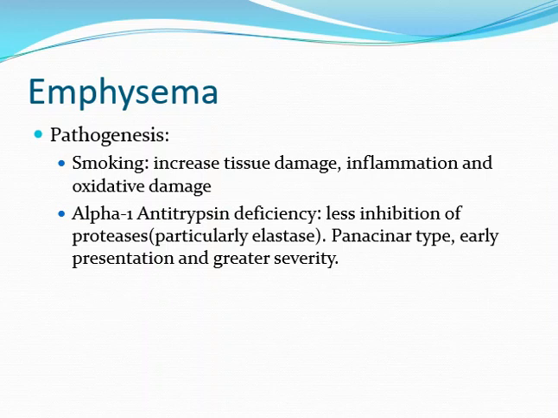Alpha-1 antitrypsin helps in the inhibition of the proteases, and the proteases cleave elastin, which is an essential component of the lung tissue. So there is less inhibition of the protease in case of alpha-1 antitrypsin deficiency. As a result, a lot of the elastic fibers in the lung tissue are destroyed, and the panacinar phenotype of emphysema is seen with alpha-1 antitrypsin deficiency. As it is a genetic predisposition, it starts early, and the disease severity is also greater.